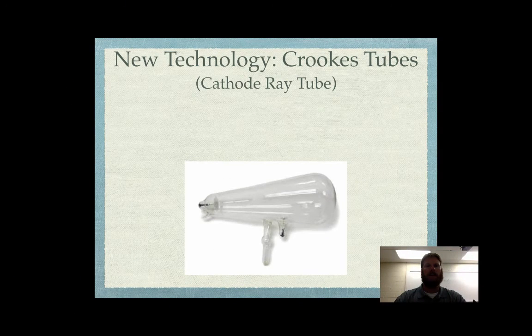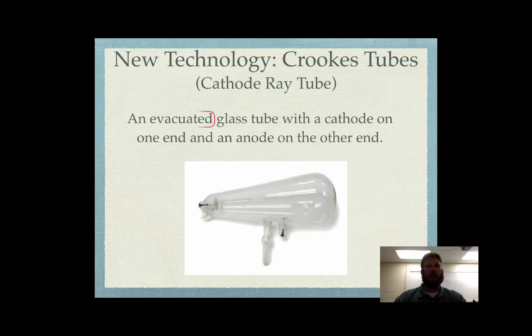Around 1870, a new form of technology was developed that led to further advancements of atomic theory. This was a cathode ray tube, or a Crookes tube. This device is simply an evacuated tube, meaning all the gas was removed, with a cathode on one end and an anode on the other end.